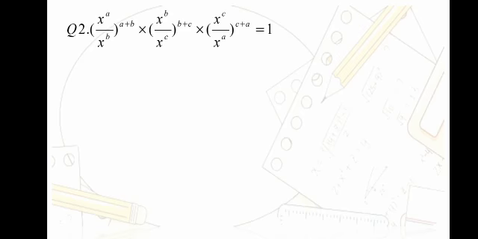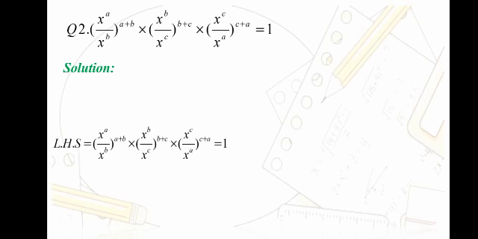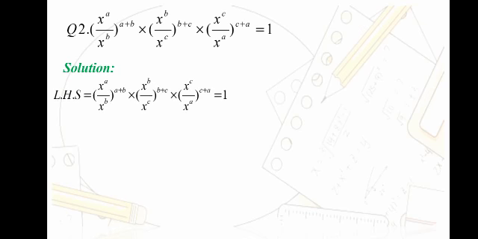Question number 2 is x raised to power a over x raised to power b, whole power is a plus b, multiply by x raised to power b over x raised to power c, whole power is b plus c, multiply by x raised to power c over x raised to power a, whole power is c plus a, that is equal to 1. You have to show whether this left hand side is equal to 1 or not. For proving that, we will solve left hand side. For left hand side, x raised to power a over x raised to power b whole power a plus b, multiply by x raised to power b over x raised to power c whole power b plus c, x raised to power c over x raised to power a whole power c plus a.